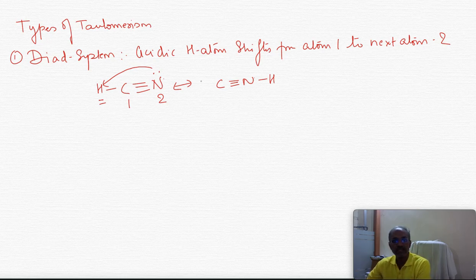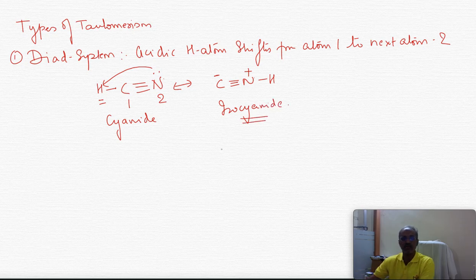So now since C has lost the electron, C has regained its electron, so it will become minus charge and this will become positive charge because its valency also has increased. Okay, understood? So the valency has increased and the valency has decreased. So this is minus charge. So this is known as cyanide group, and this is known as the isocyanide group, right? This is known as the isocyanide group.